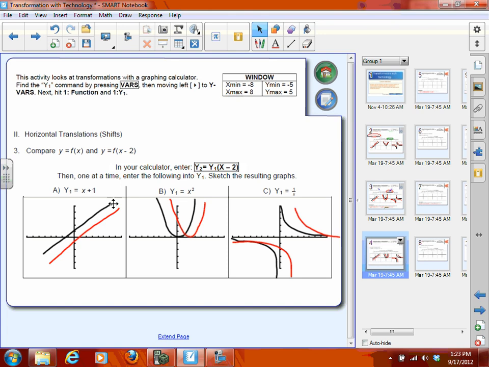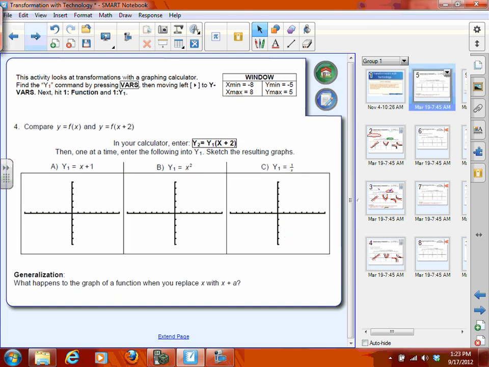All right, go ahead and do the next one for me, number 4. Change the minus sign to a plus sign there in parentheses. Do A, B, and C. And let's see what happens to this.